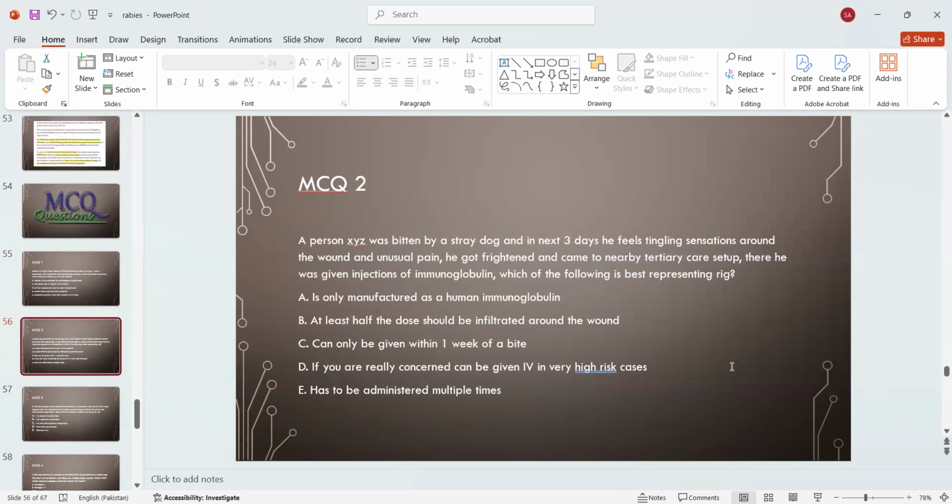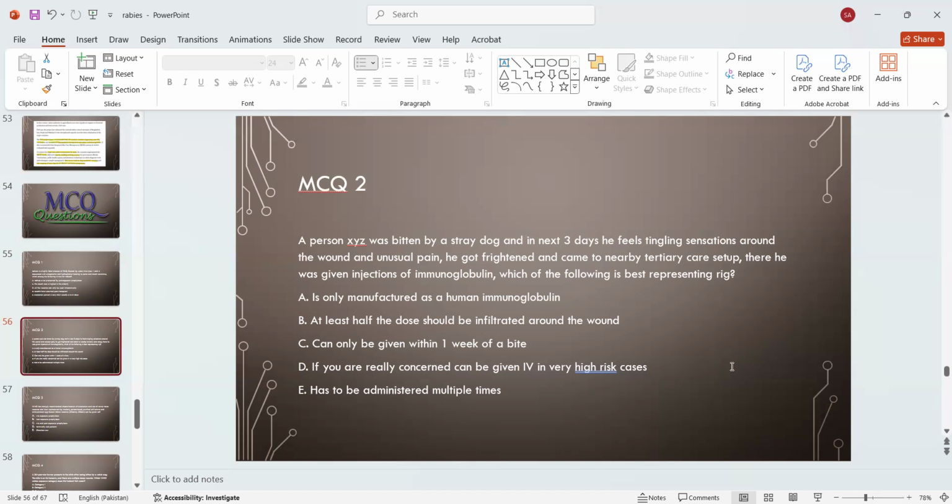MCQ number 2. A person XYZ was bitten by a stray dog and in the next 3 days, he feels tingling sensations around the wound and unusual pain. He got frightened and came to a nearby tertiary care setup. There he was given injections of immunoglobulin. Which of the following is best regarding rabies immunoglobulin?